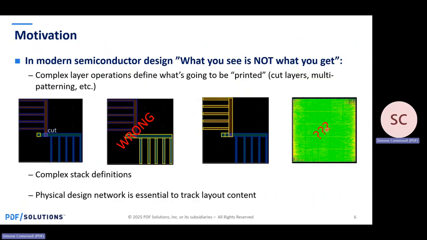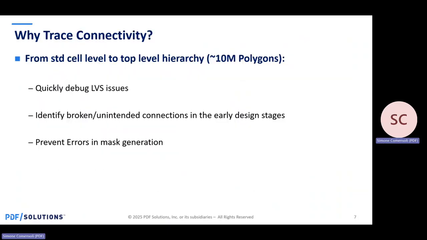Of course, the complexity increases in large designs, making it much more difficult to identify the networks. And on top of that, there are elaborate stacks which define the interaction between layers. So having a way to track the network in early layout stages becomes relevant. Moreover, when we go from standard cells to top-level hierarchy, the number of polygons involved can easily reach into the order of tens of millions. At that scale, automated connectivity tracking becomes essential.